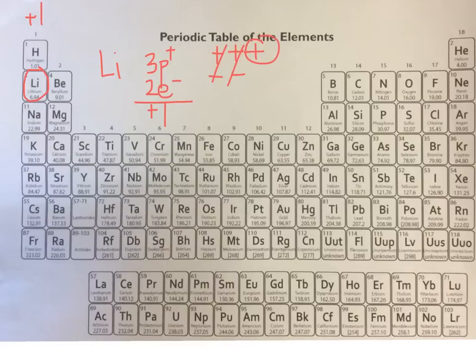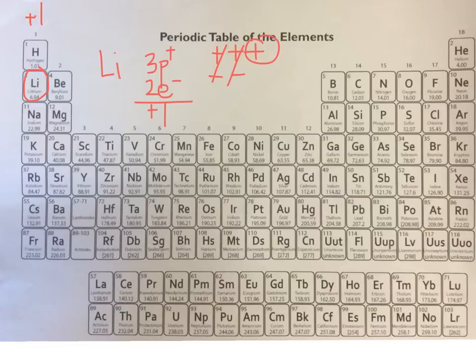So put a +1 over the group 1. And that +1 means that it lost 1 electron. I know it sounds the opposite. It has a +1 charge, but it's losing an electron. The reason why it's the opposite is because electrons have a negative charge. So that's why when you say lose, it's actually becoming more positive.